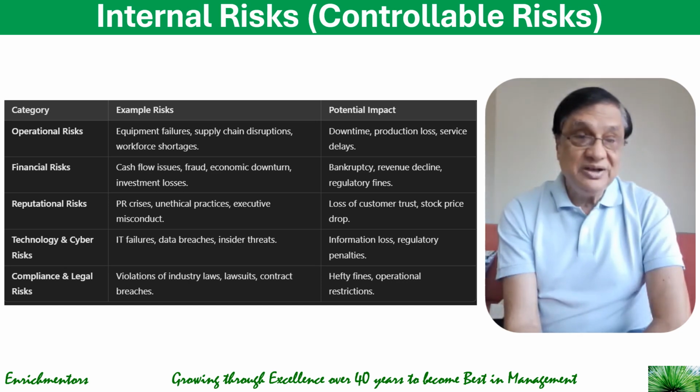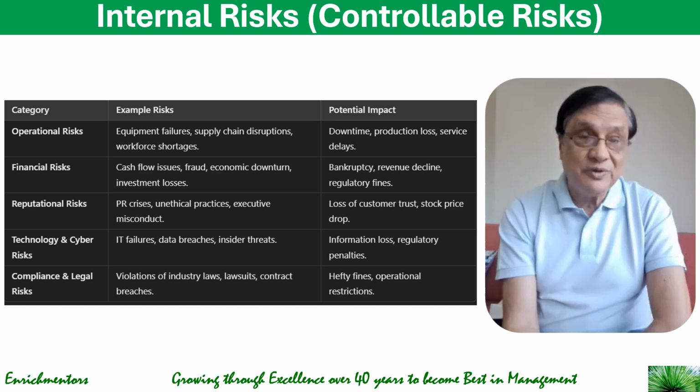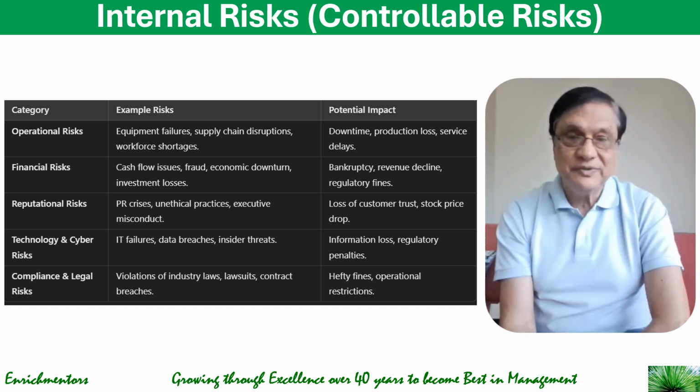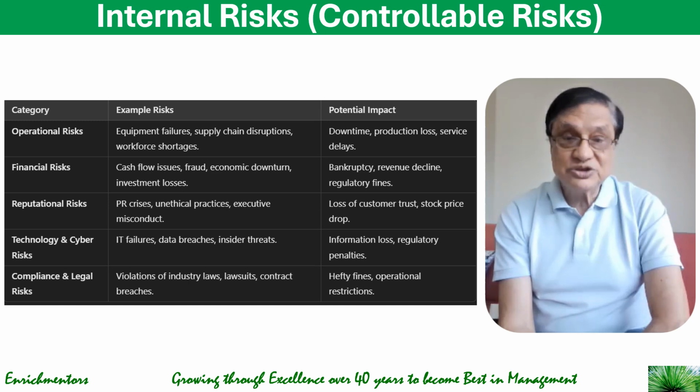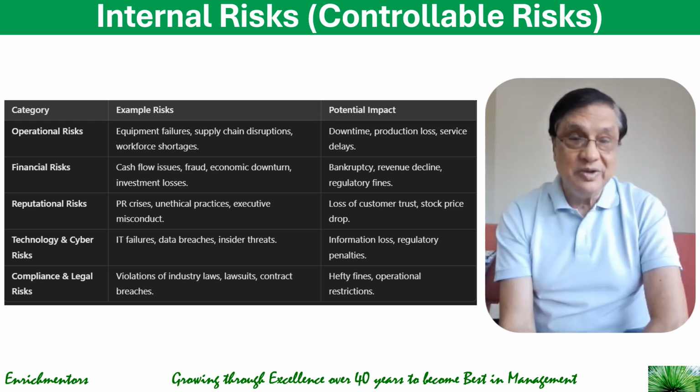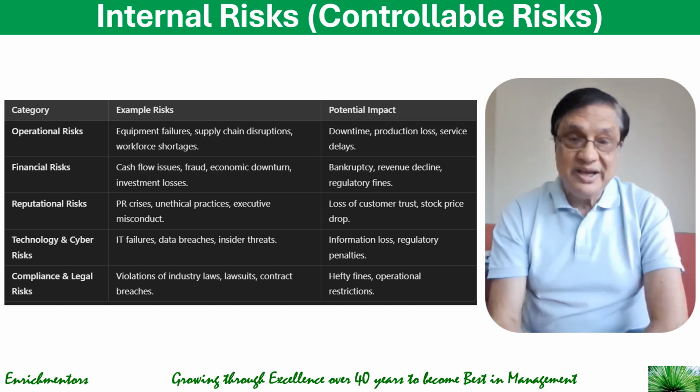The third category of internal is the reputational risk. These can arise in the form of PR crises. Some examples are unethical practices being done by the company people inside, and executive misconduct. These could be some reputational risks that can happen, and they will result in loss of customer trust, stock prices dropping, etc. Similarly, there are risks on the technology and cyber side, like IT failures, data breaches, and insider thefts, etc. That can result in information loss and regulatory issues.